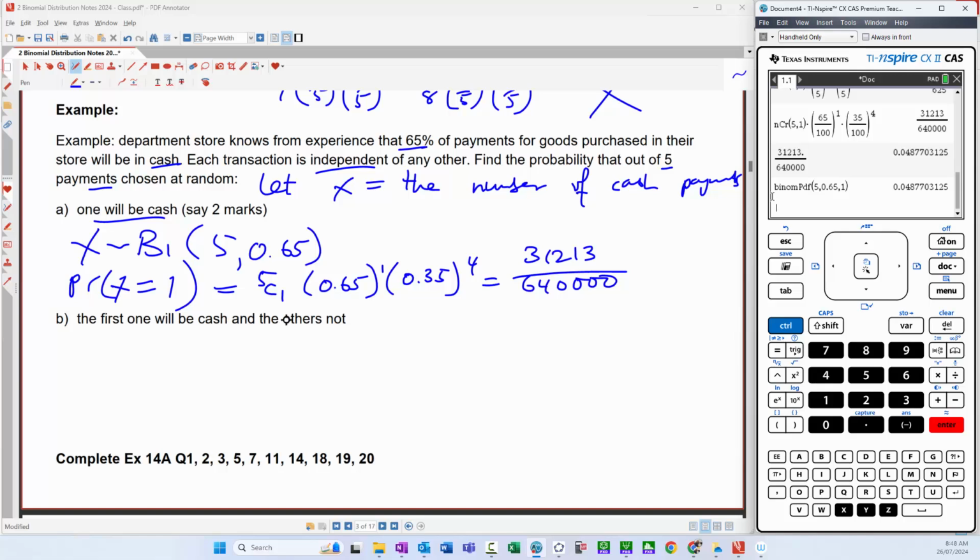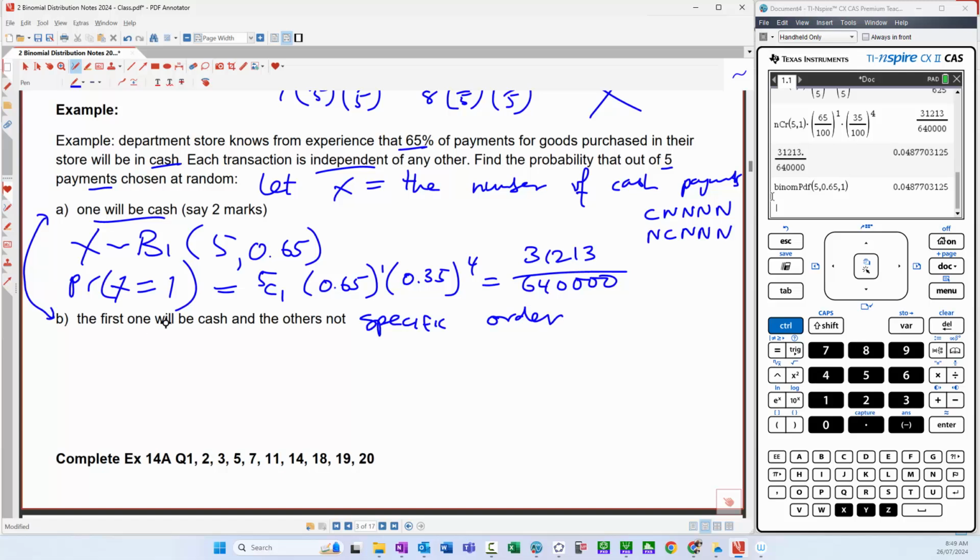Okay, so again, I added this example for this particular reason here. So this question here, a lot of students think that this will be the same. Okay, 1 will be cash, and the 1 that will be cash could be like cash, not cash, not cash, not cash, not cash. Could be not cash, cash, not cash, not cash, not cash. This cash could fall anywhere within the line of customers, whereas this one has a specific order.